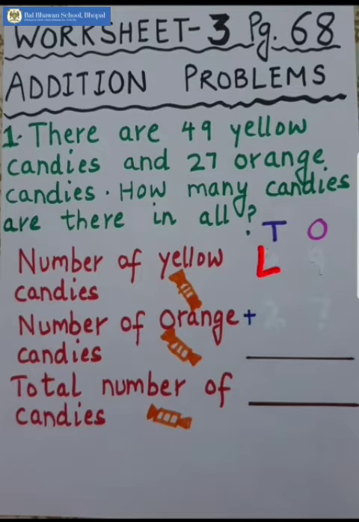Yes, 49. And how many orange candies are there? Yes, 27. Okay. Now, always remember, children, whenever these terms are there in the question, that is in all, altogether, total, whenever these words are there in the question, it means you have to do addition. Okay. So now we will add.